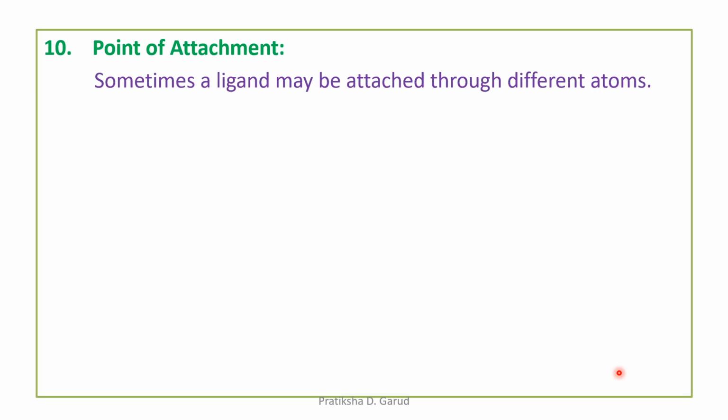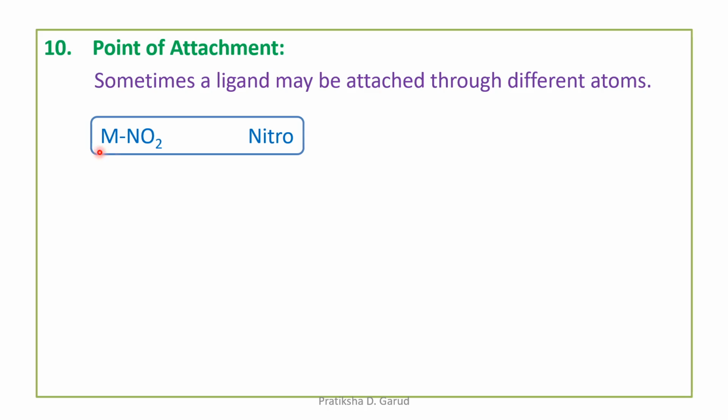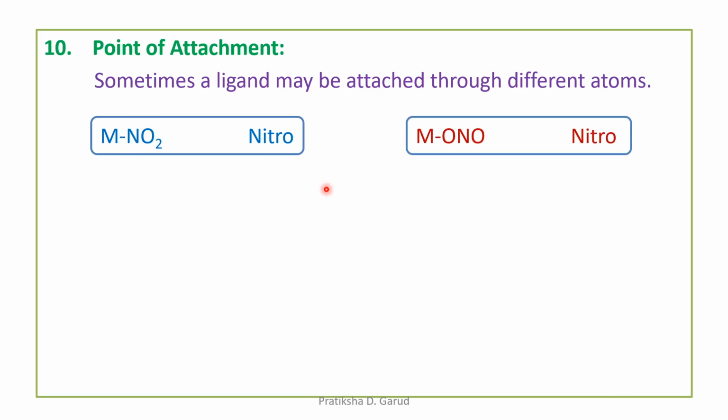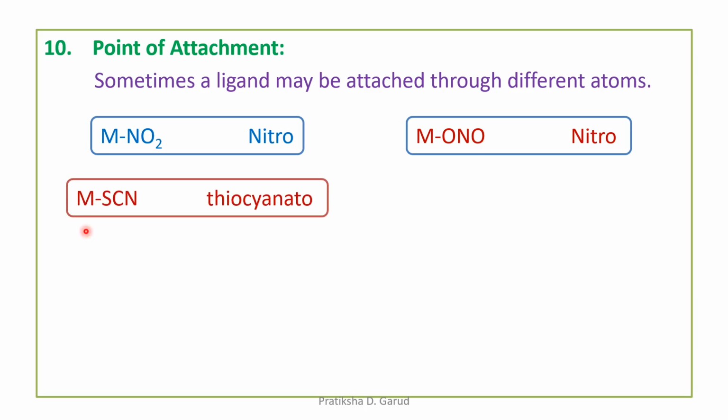Rule number 10, that is the point of attachment. Sometimes a ligand may be attached through different atoms. We can say that in MNO2, here M is the metal and NO2 is the ligand. Here it is called nitro. Similarly, we have MONO. Here also we have the NO2 group, but this metal is attached through oxygen. In the earlier case, the metal is attached to nitrogen, right? Similarly, we have MSCN, which is called thiocyanato.